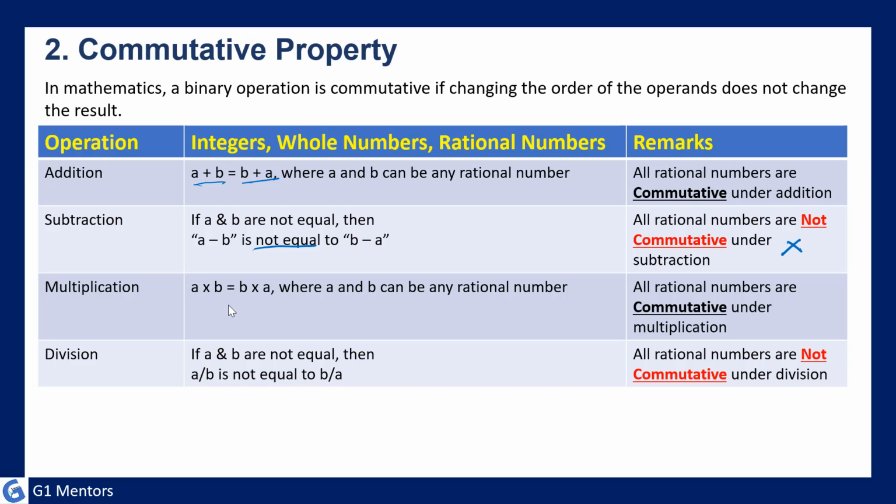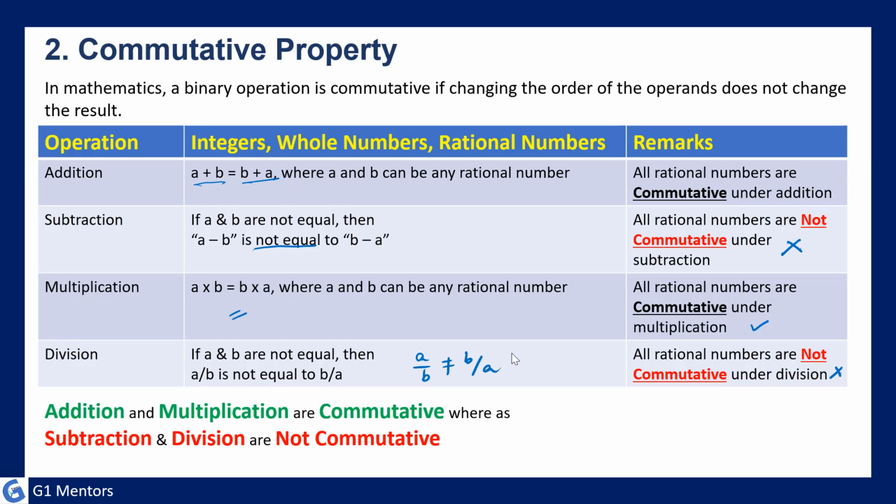Multiplication: a into b is equal to b into a. All rational numbers are commutative under multiplication, and similarly all rational numbers are not commutative under division. If a and b are not equal, then a by b is not equal to b by a. We should be remembering that. In summary, addition and multiplication are commutative, whereas subtraction and division are not commutative.